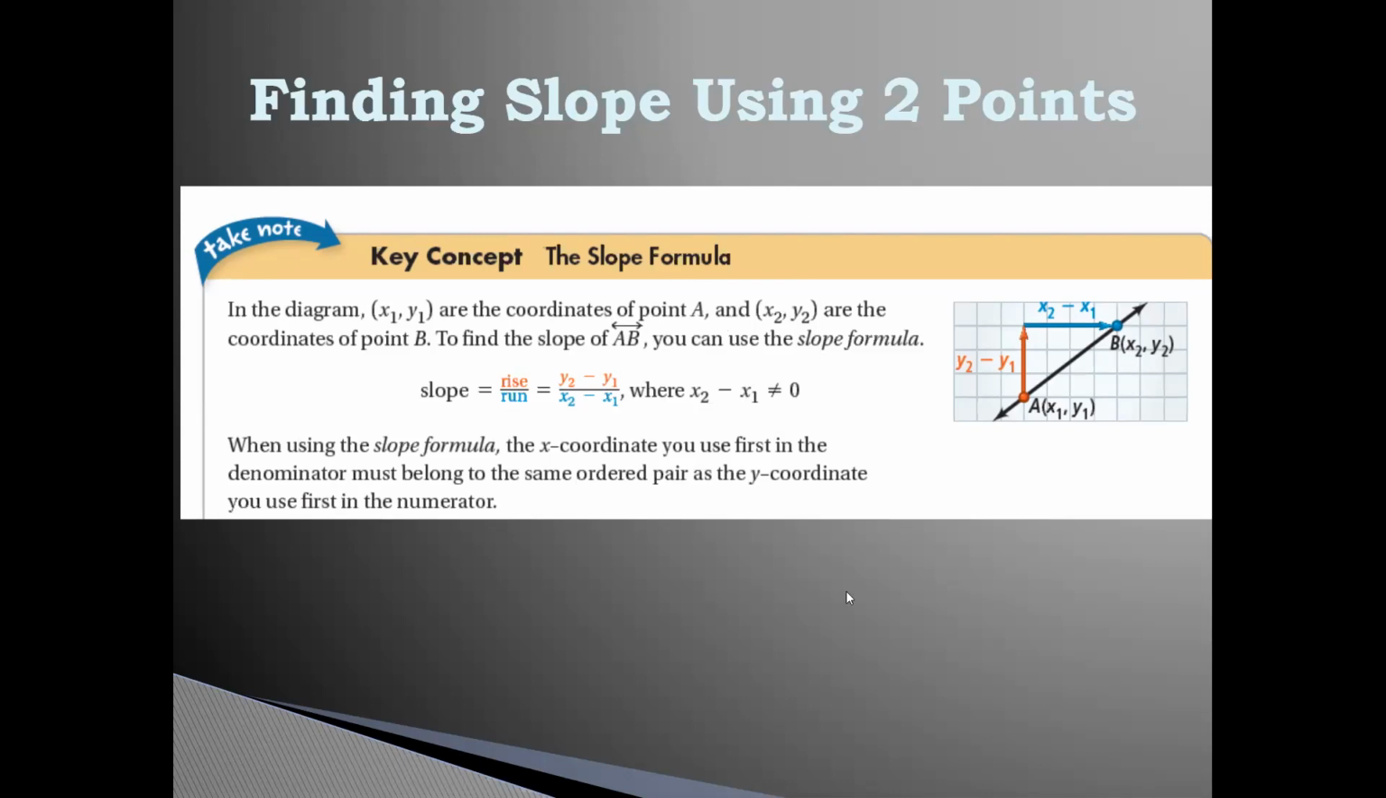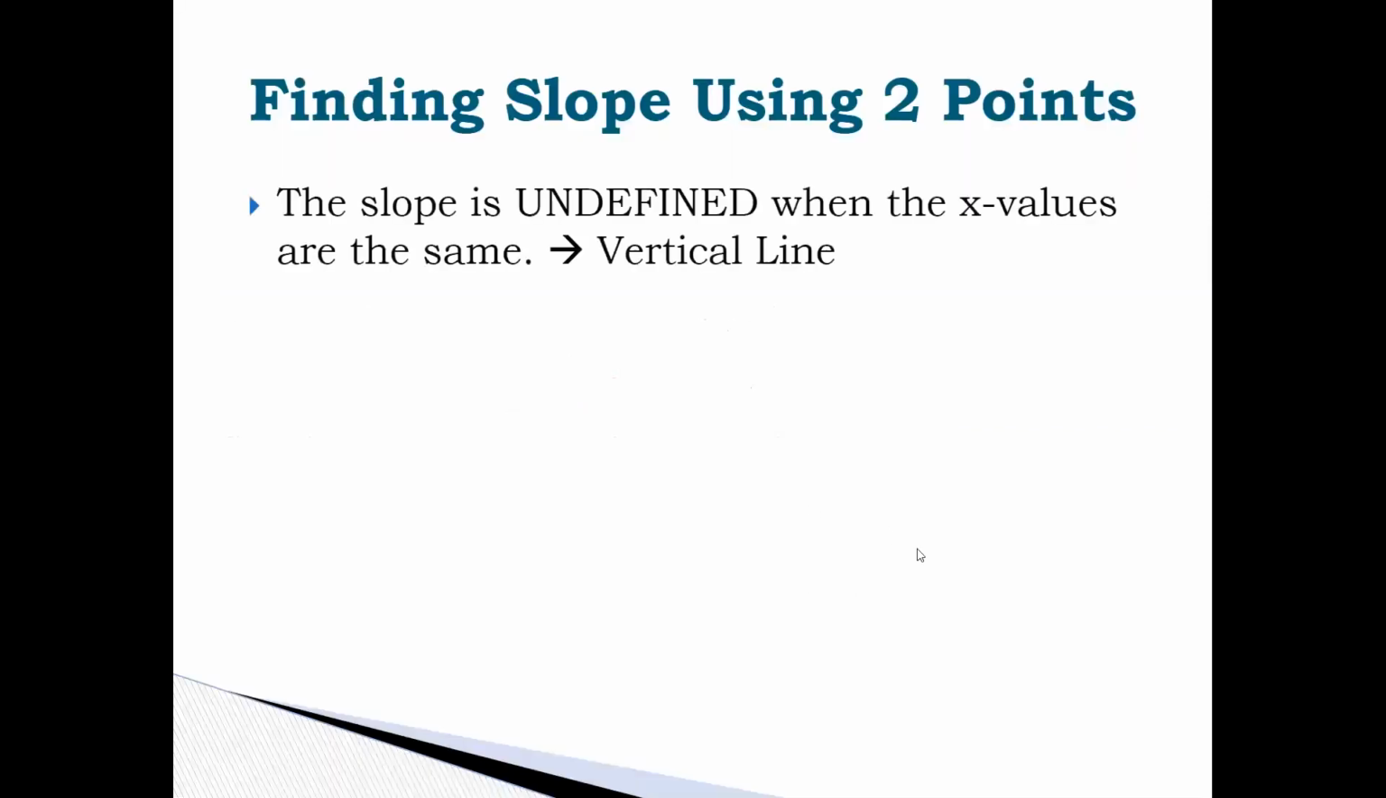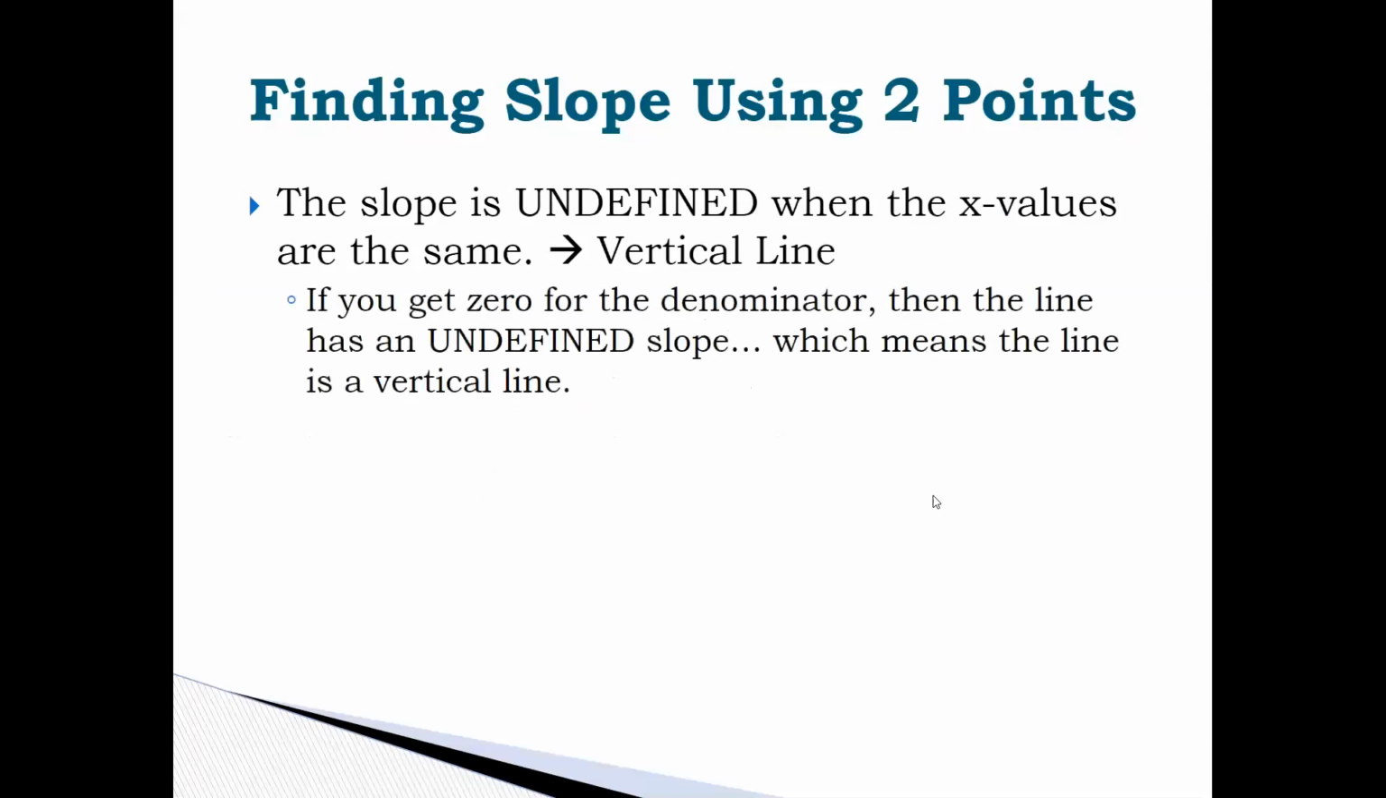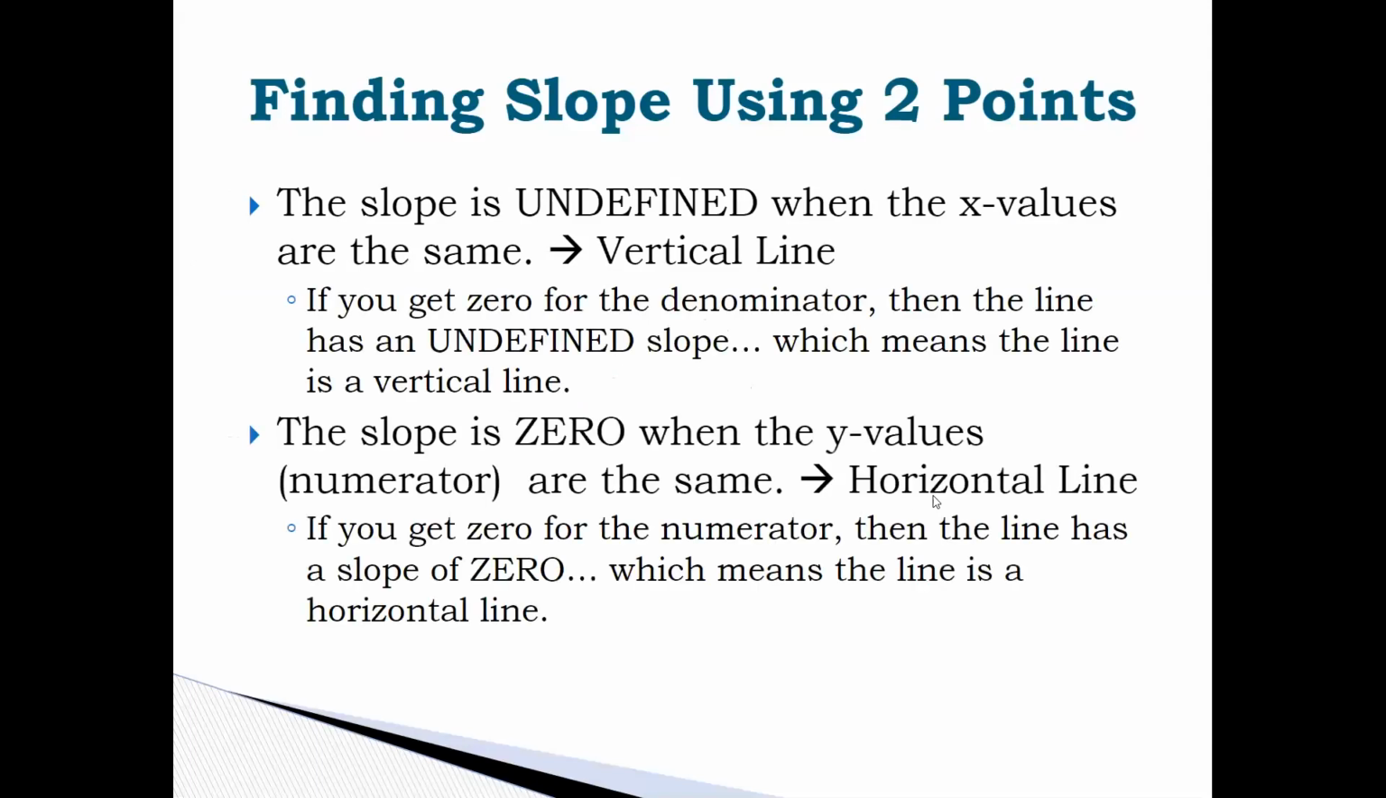So let's see if we have an example here. We know about undefined and 0 slopes. Remember, there's 4 types of slope. Positive is up to the right, negative is down to the right. Undefined is a vertical line. The word is undefined. It's not indefinite. It's not infinite. It's undefined, meaning you cannot define it.